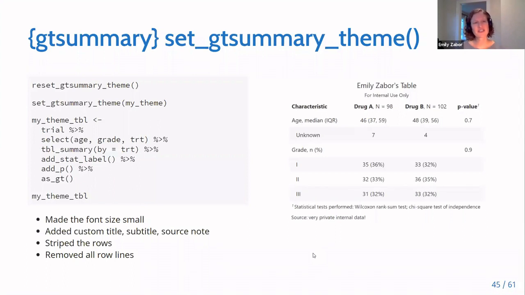So now I just use set_gtsummary_theme and specify my theme. And this is what I get. I get my table where I have my custom title, Emily Zabor's table for internal use only as my subtitle. And as you can see, I have this like zebra striping now and my source of my very private internal data, the footnote at the bottom. So any customizations like this are possible.